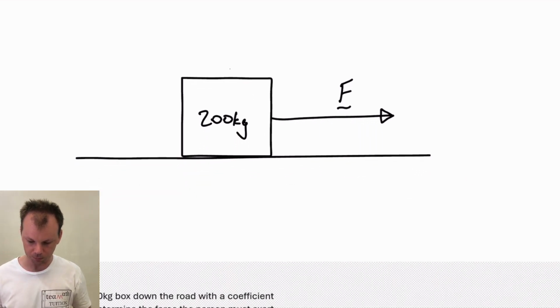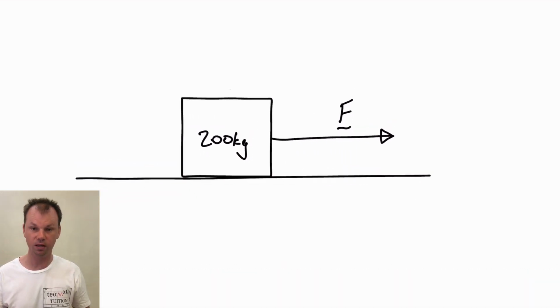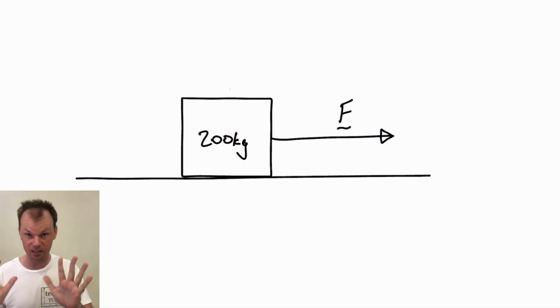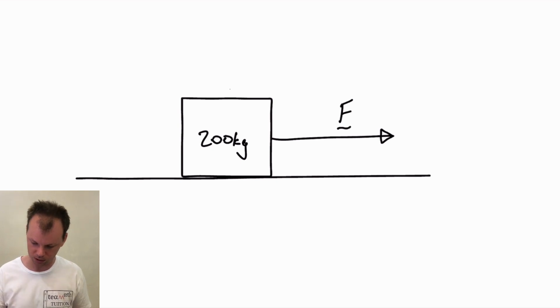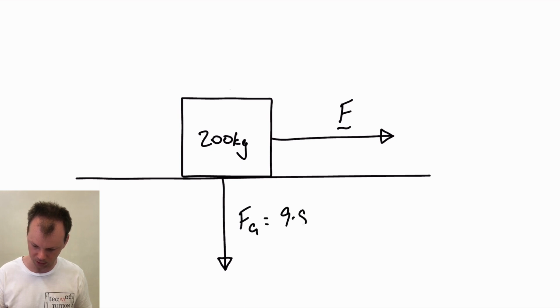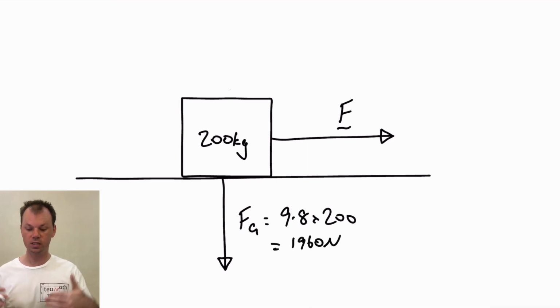So obviously if I have a 200 kilogram weight, it's going to be harder to get to move than a 10 kilogram weight, right? So let's draw in some forces here. We've got a gravitational force acting on the box. This force of gravity is going to be 9.8 times 200.